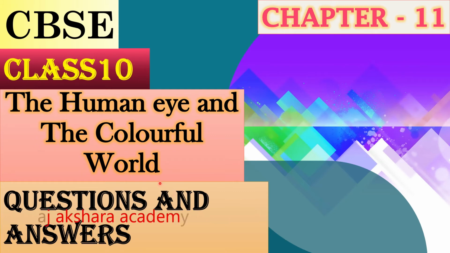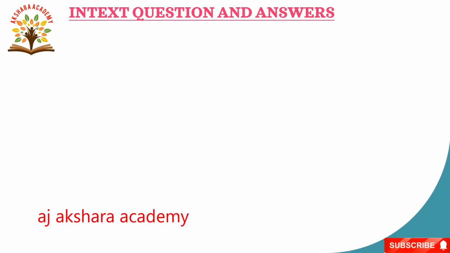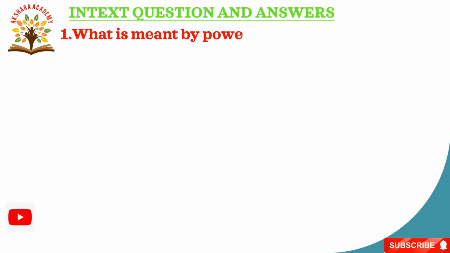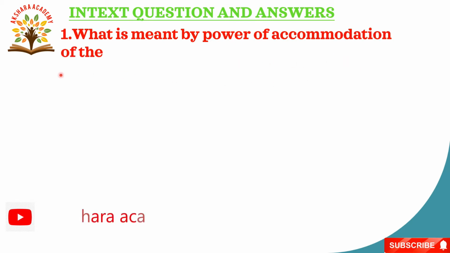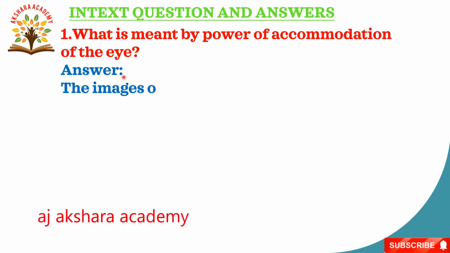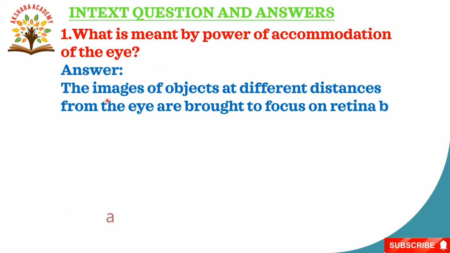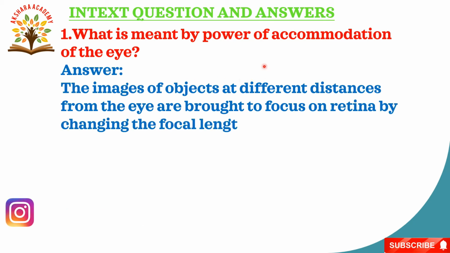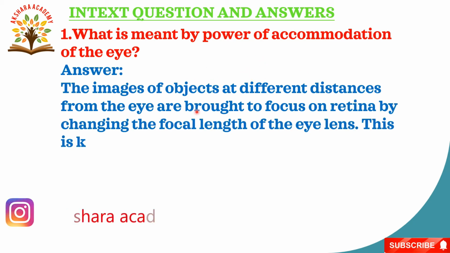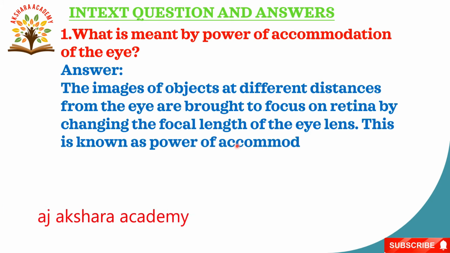Okay, let us go to today's session. First question, in-text questions and answers. What is meant by power of accommodation of the eye? Here in this question, we will discuss the meaning of power of accommodation. Power of accommodation is nothing but the ability of the eye lens to adjust its focal length, which is called accommodation.